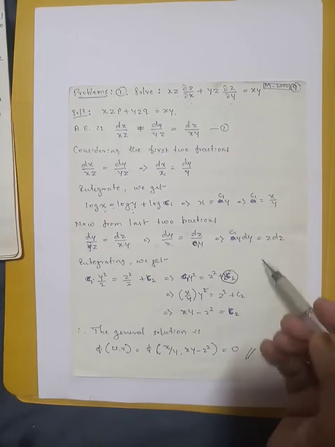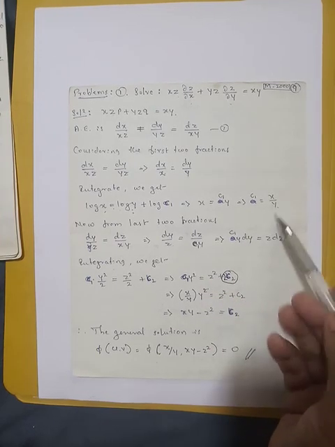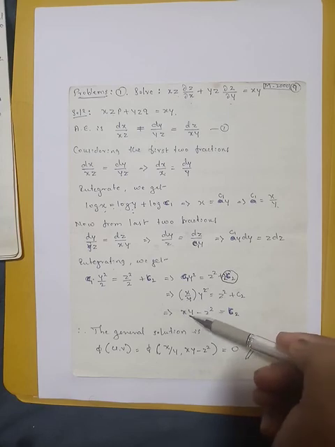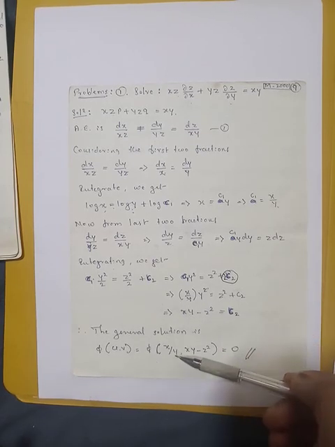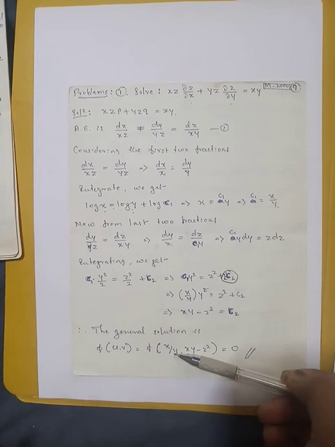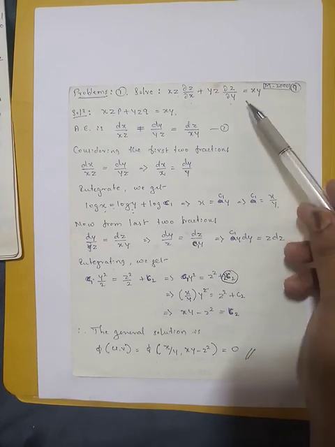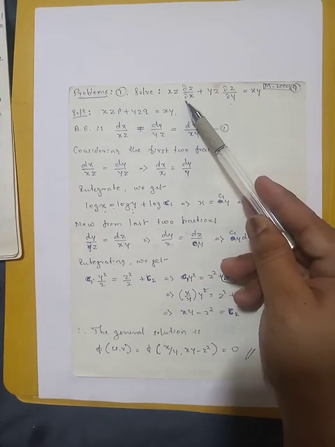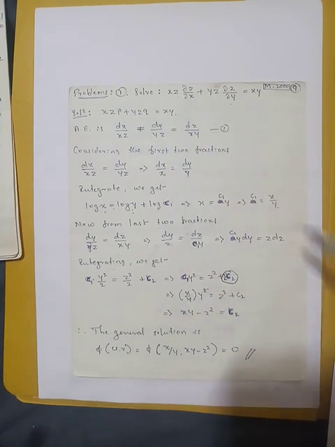So now we have c1 as x by y, one solution, and c2, the other solution, xy minus z square. Therefore the general solution is given by phi of x by y, xy minus z square equal to 0. So this is the solution of the given PDE of the form Pp plus Qq equal to R. Okay, thank you.